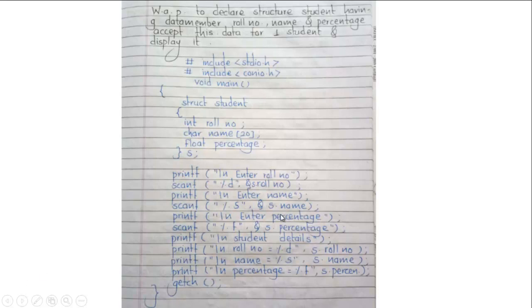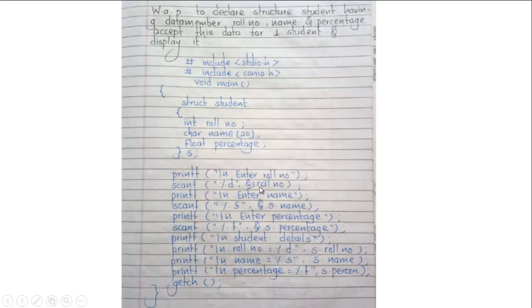This is very simple. The structure should contain different types of data. Here roll number, name and percentage have different types of data. And you have to create a structure variable, then give a semicolon. Using this variable you can read and write data.